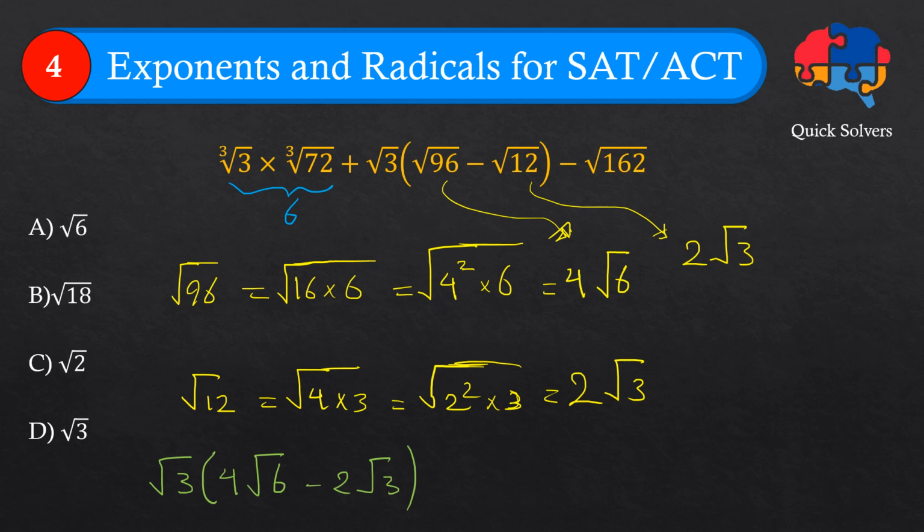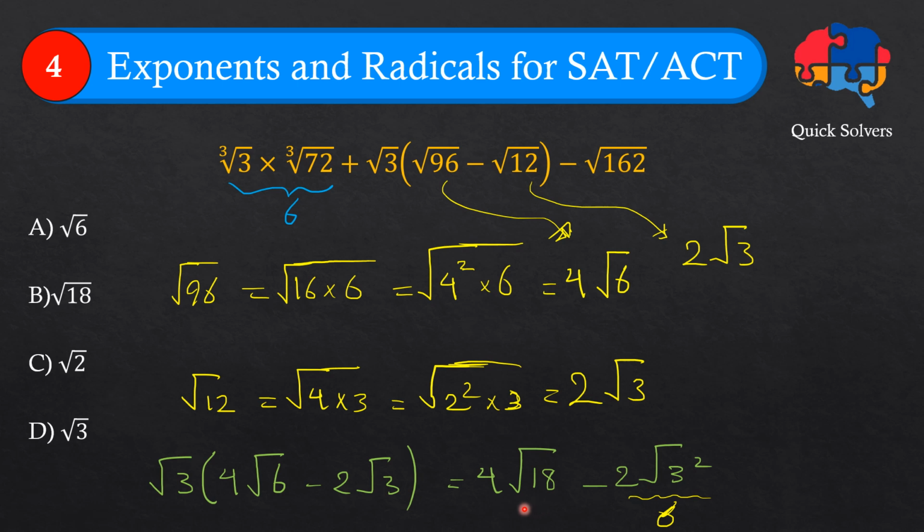If I distribute it here, then I'll get 4 times the square root of 3 times 6, which is 18, minus 2 times the square root of 3 times 3, which is 9, or 3 to the power of 2. So in the first step, we know that this 2 and this square root cancel out each other, so what is left is 2 times 3. So this part is 6. But how about this part?